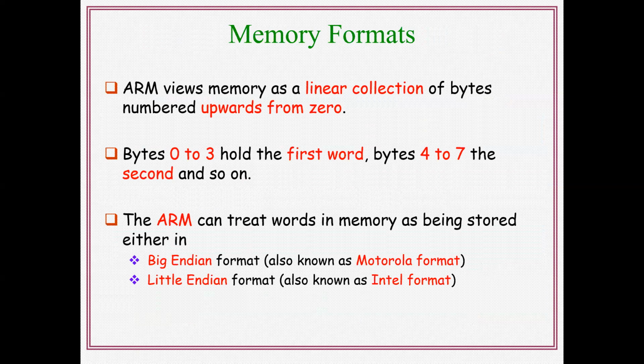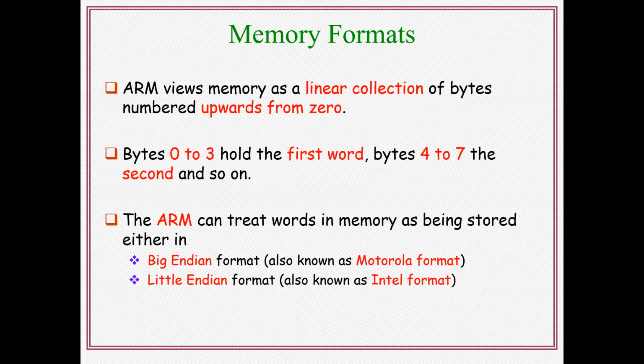Memory format supported in ARM architecture. ARM views memory as a linear collection of bytes numbered upwards from 0. Bytes 0 to 3 hold the first word, bytes 4 to 7 the second, and so on. We know that each memory location can store only 8 bits of data, which is called 1 byte. Any memory location can store only 1 byte of data, but it is a 4-byte architecture. At a time, it can write 4 bytes and read 4 bytes from memory, so that is from 0 to 3 and 4 to 7.